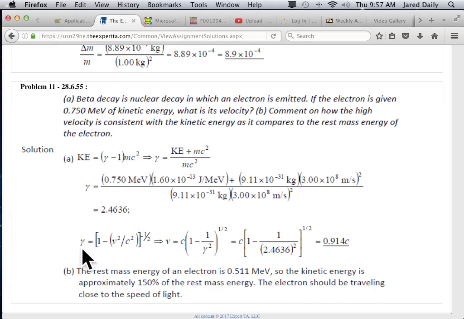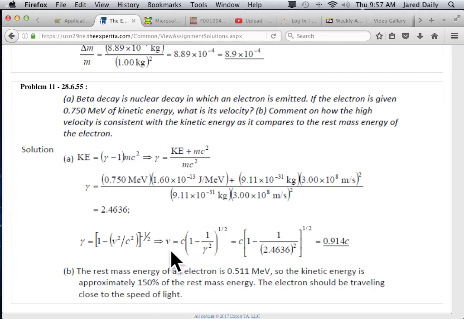Then we plug that number into the equation for gamma. The equation for gamma is gamma equals 1 minus v squared over c squared, to the power of negative 1/2, which is 1 over the square root. But anyway, the point is that if we solve this equation, we can get it done. We're solving this equation for v.